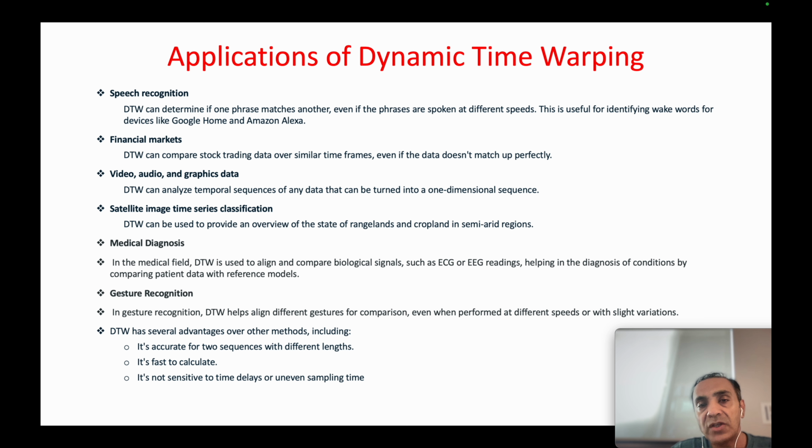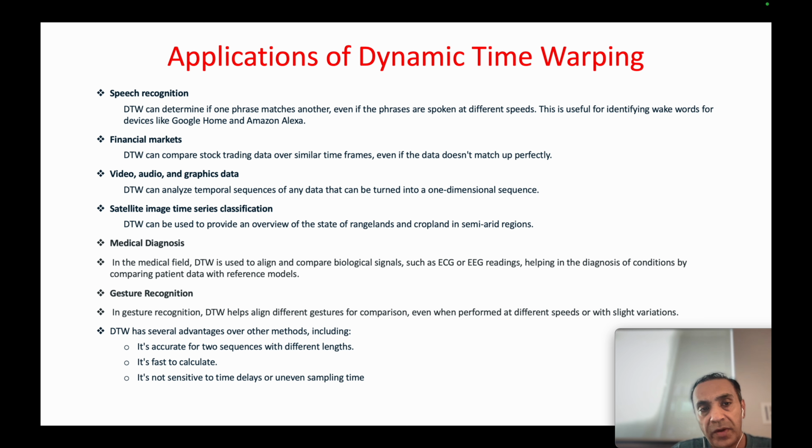So what are the applications of dynamic time warping? Well, it's used in speech recognition, where DTW can determine if one phrase matches another, even if the phrases are spoken at different speeds. This is useful for identifying wake words for devices like Google Home and Amazon Alexa. It's used in financial markets, where DTW can compare stock trading data over similar time frames, even if the data does not match up perfectly.